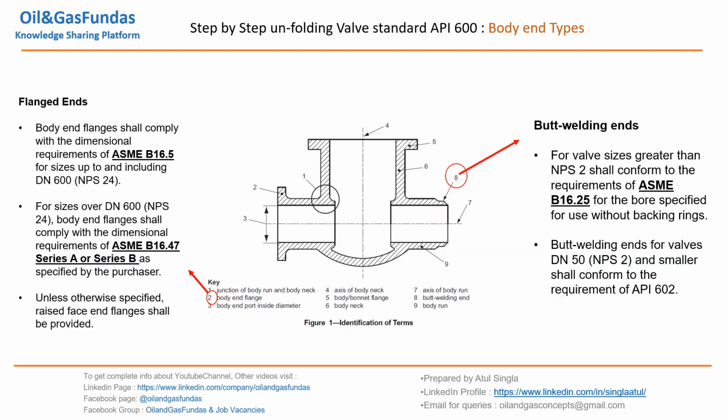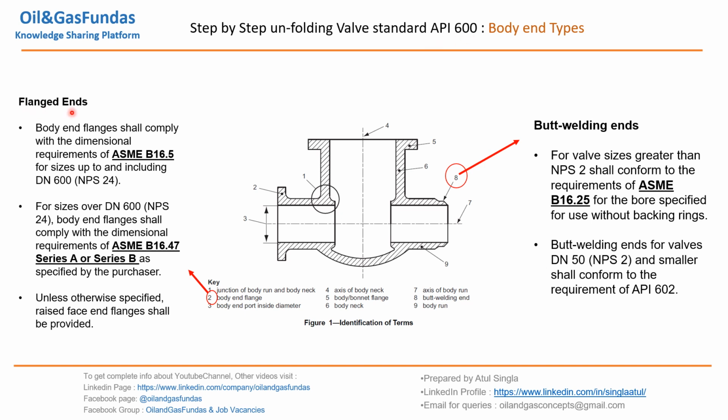Now if you see, API 600 talks about various body end types. As we have already discussed in the first slide, we have body end flange, this is flange end type, and this is butt welding ends. So let us see what are the various clauses which are already mentioned in API 600.